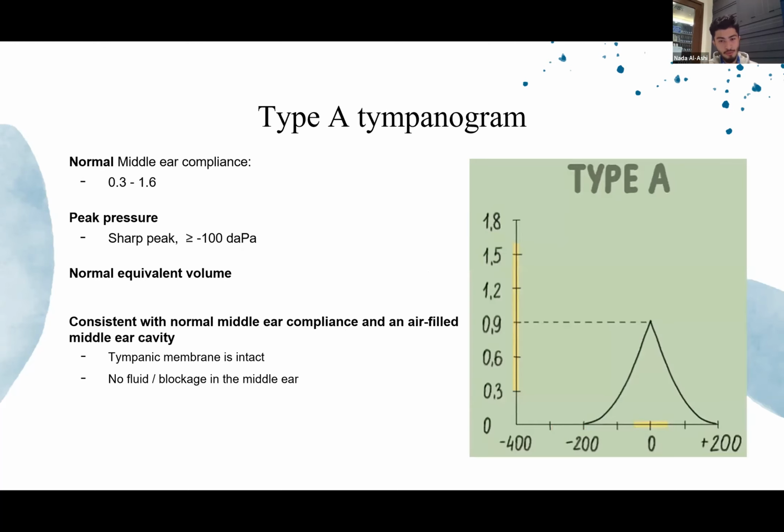So with tympanometry, we can get different types of results. So they give us tympanograms. We can have a type A tympanogram, type B, and a type C. And now I'm just going to go through what those mean and what they look like.